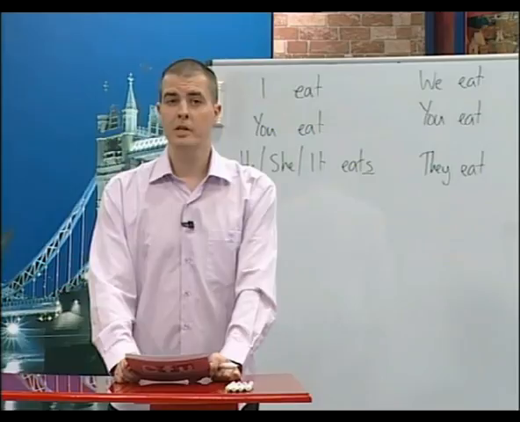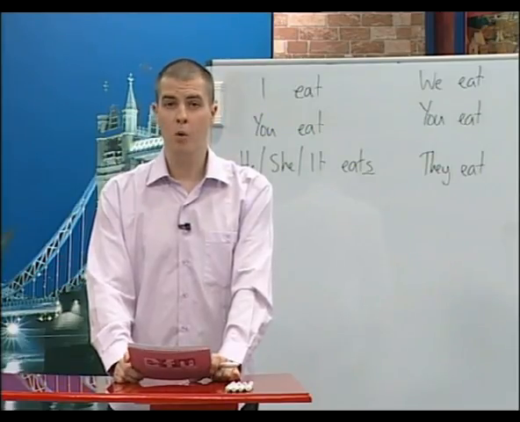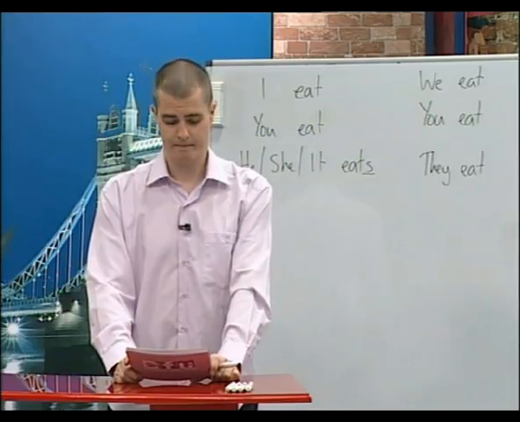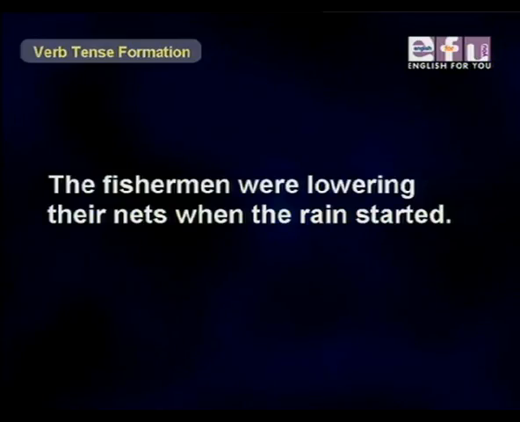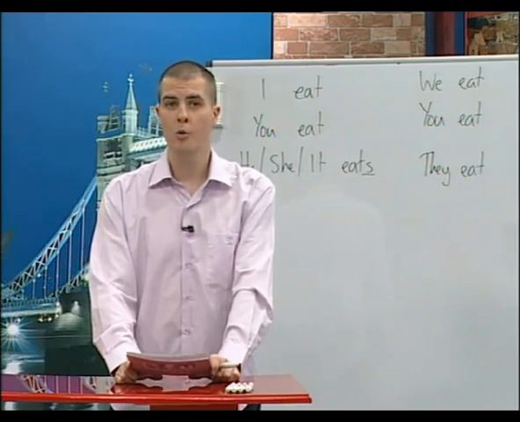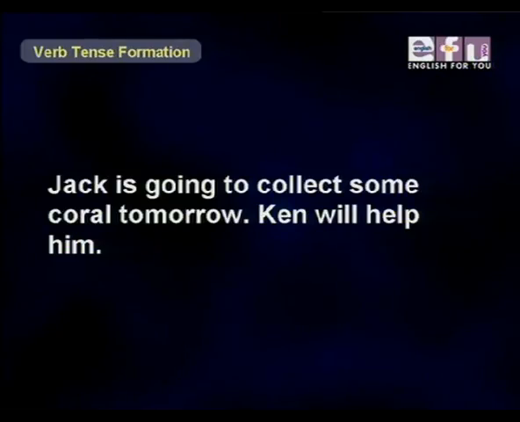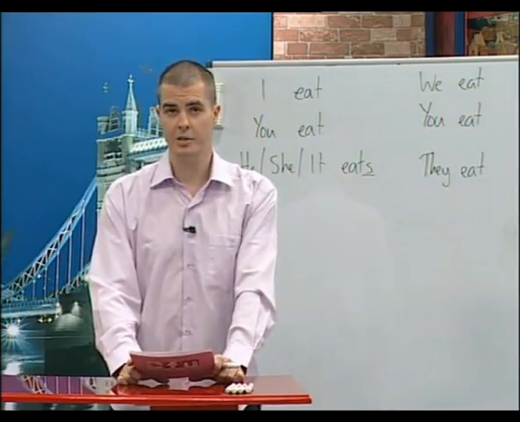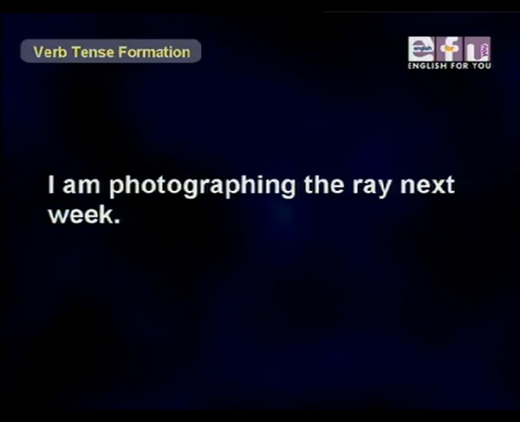The past continuous is formed by using was, were, plus verb, plus ing. The fishermen were lowering their nets when the rain started. For the future tense, we use going to or will. Jack is going to collect some coral tomorrow. Ken will help him. We can also use the present continuous for future actions. For example, I am photographing the ray next week.